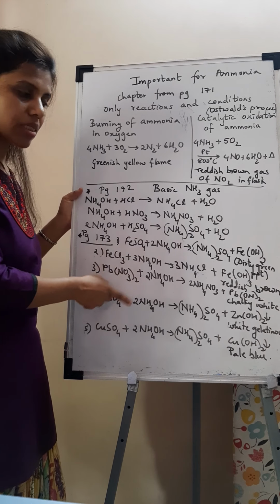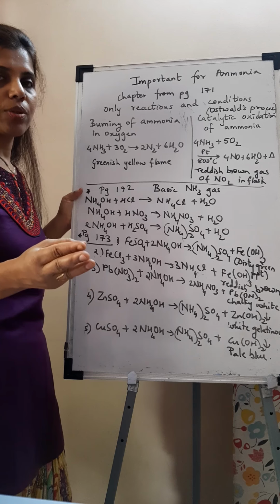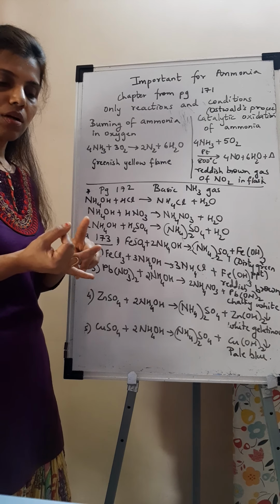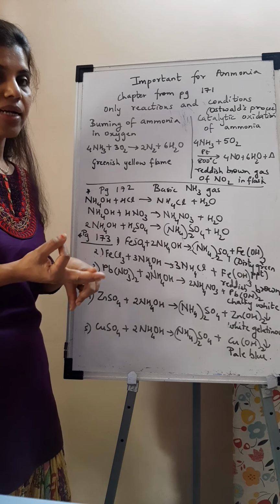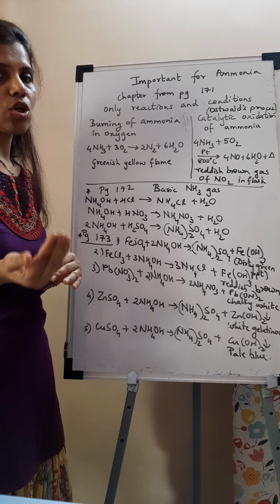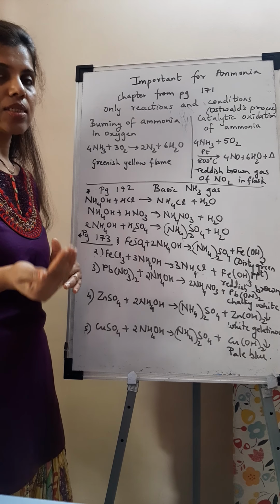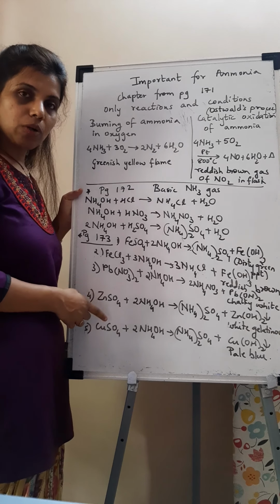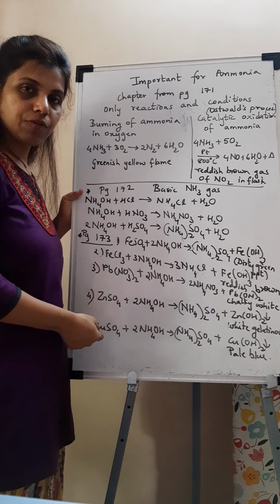So for all these three, it remains in insoluble form, that is iron 2 hydroxide, iron 3 hydroxide and lead 2 hydroxide. For these three, remember that they remain insoluble in excess of ammonium hydroxide. But these two compounds are different, that is zinc sulfate and copper sulfate.